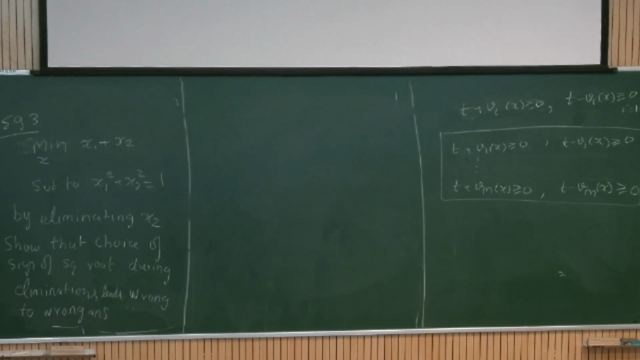Show me. Sorry, which negative sign? You try both. That's what it's saying. It's saying if you don't choose the right sign, then you'll end up with the wrong answer. That's what you have to show. So try both. Make a tree. First do it with the plus, then do it with the minus.